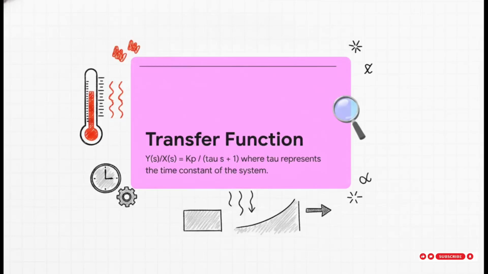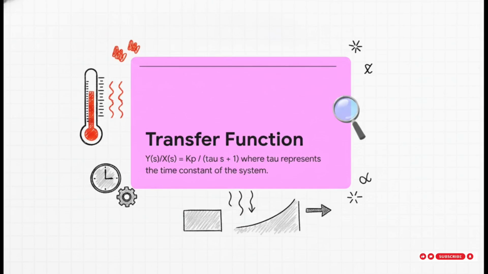Okay, to really understand any process, you need its mathematical fingerprint, which we call a transfer function. Here, it's represented as Y(s)/X(s), and that equals K_p divided by the quantity τs + 1. Basically, Y is our output, X is our input, and that denominator, that's where the magic happens. The time constant, represented by the Greek letter tau, dictates exactly how sluggish our system is.